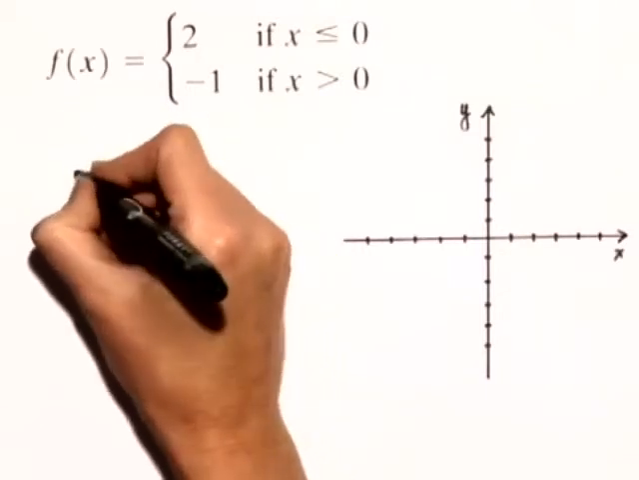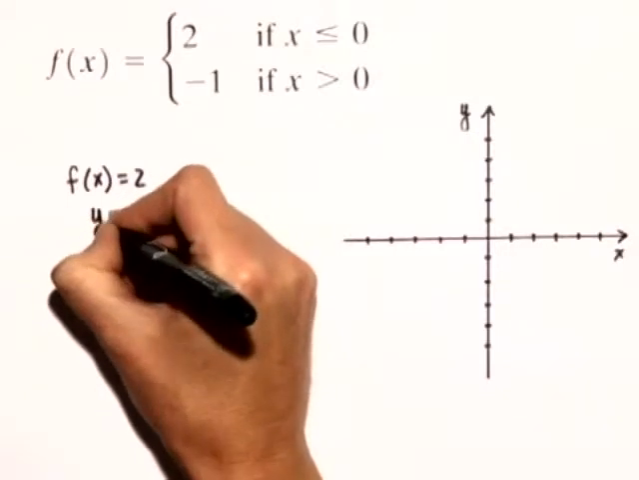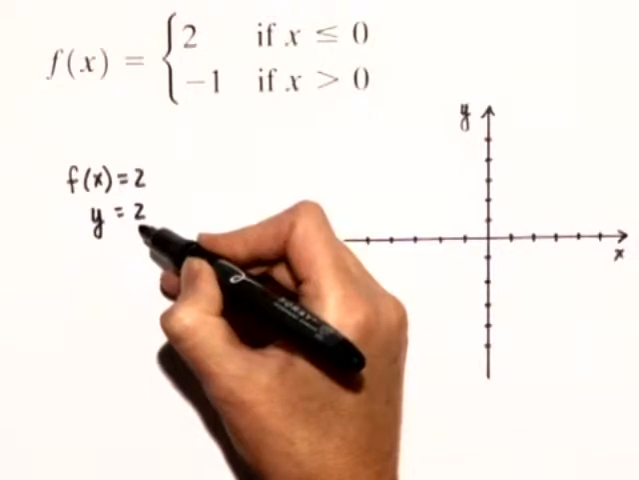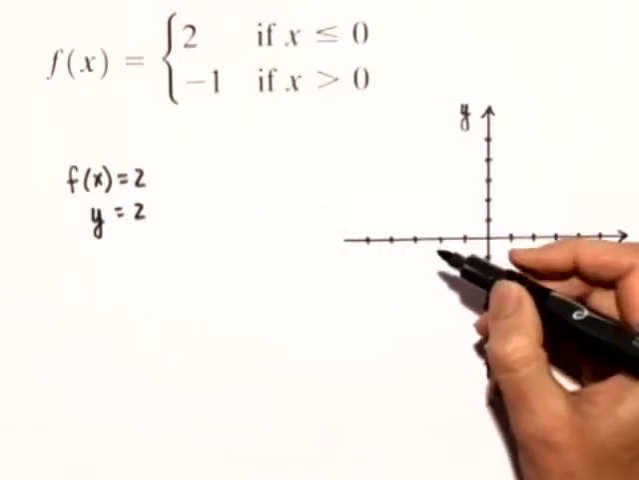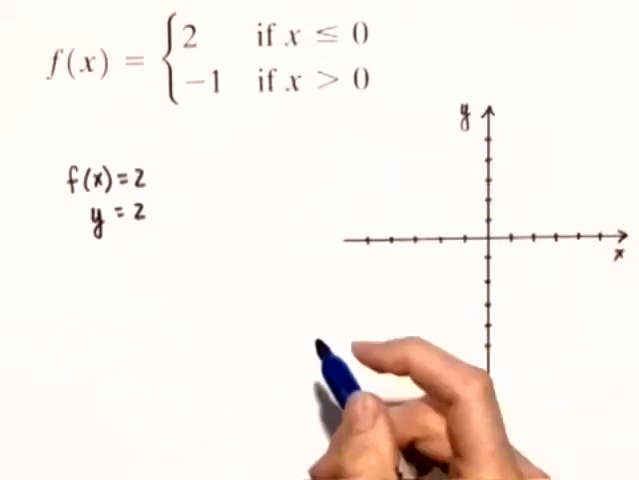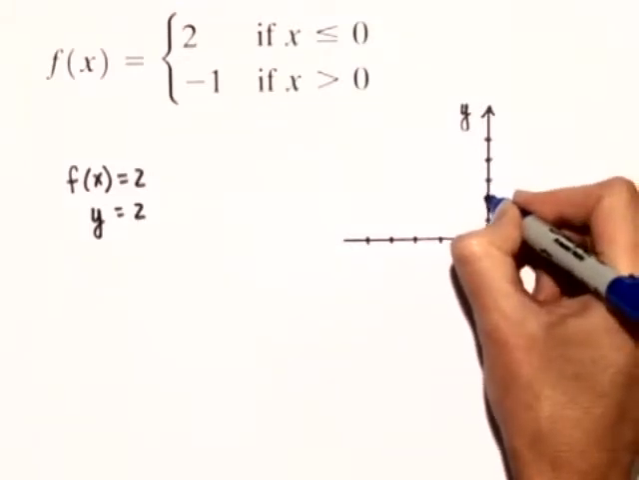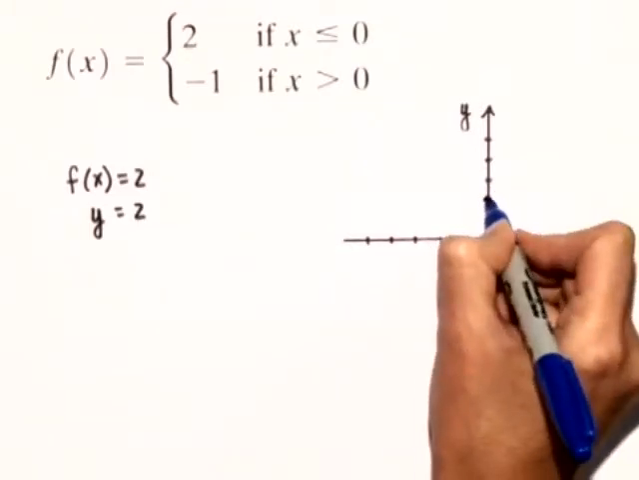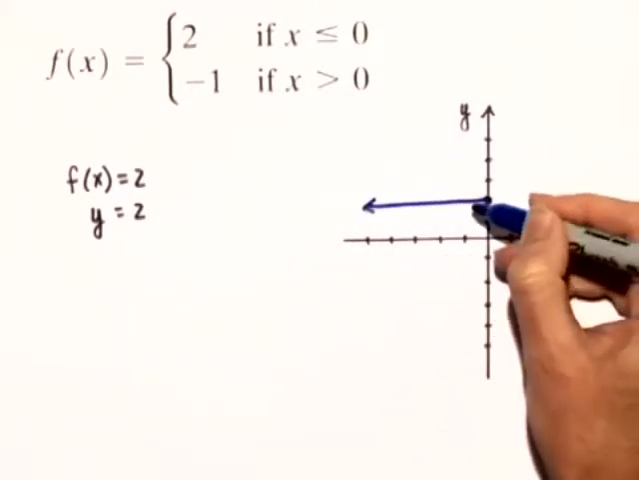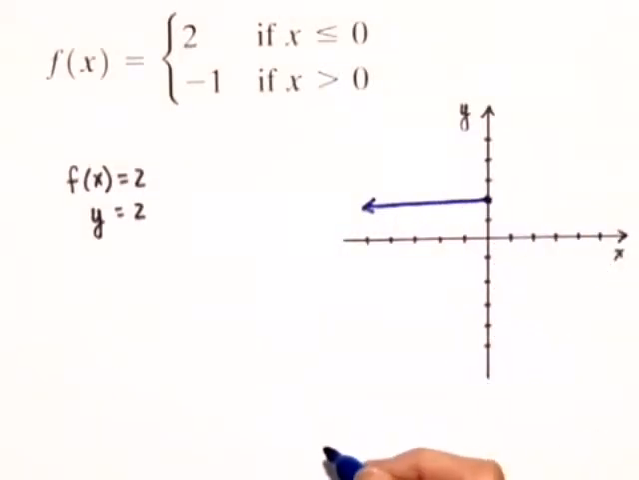Well, we have f of x is equal to 2. That simply means y is equal to 2. So y is equal to 2 anytime that x is 0 or less than 0. Remember, y equals 2 really is just a horizontal line passing through the y-axis at 2. But we want to stop when we get to the y-axis because that is our limitation on the interval. So this is the graph of f of x equals 2 whenever x is less than or equal to 0.